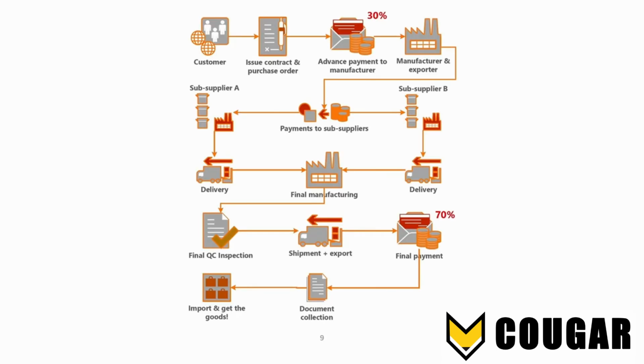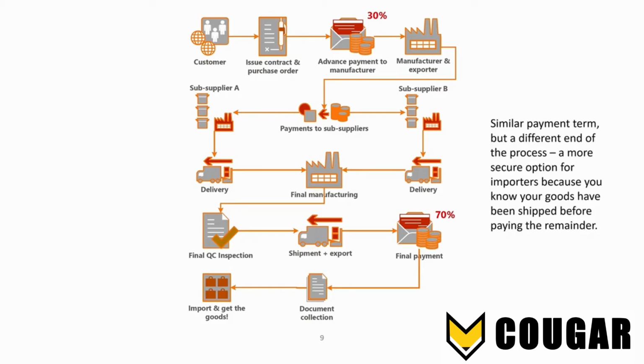But there is a better term that you might try to negotiate. It's very similar, and that looks a little bit like this. Again, it's a 30-70 split, but on this occasion, it's a little bit more secure for importers because you don't make the final payment until your goods have actually been shipped.